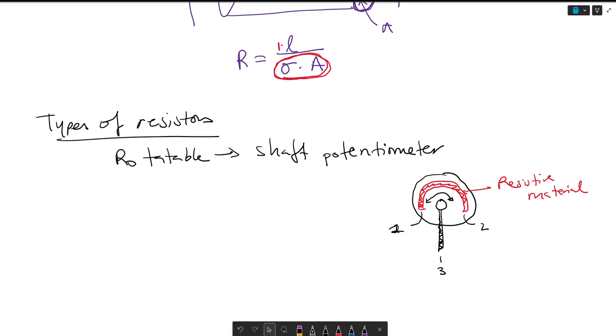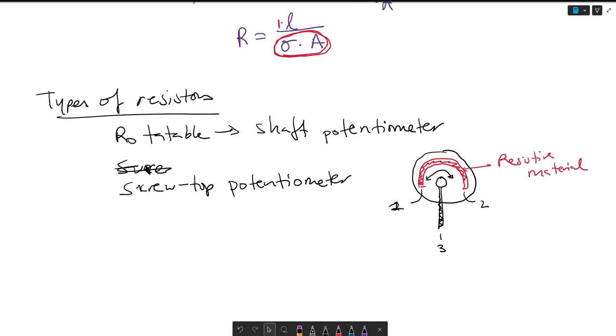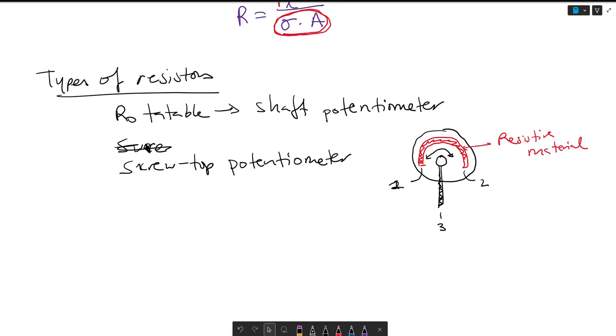And we also have just a screw top potentiometer, and these are normally 2-terminal. A screw top potentiometer. And then you also have a tubular shaped resistor.